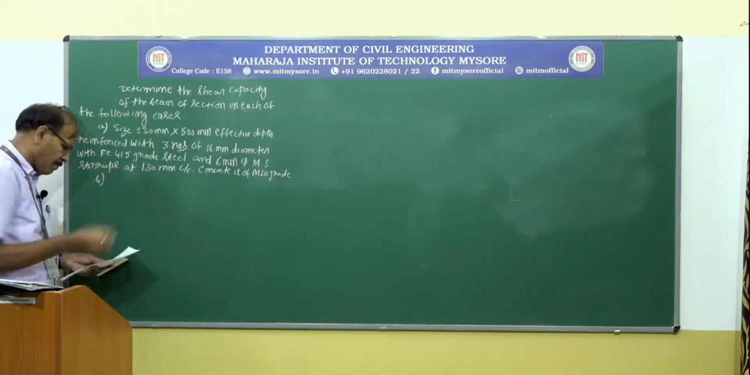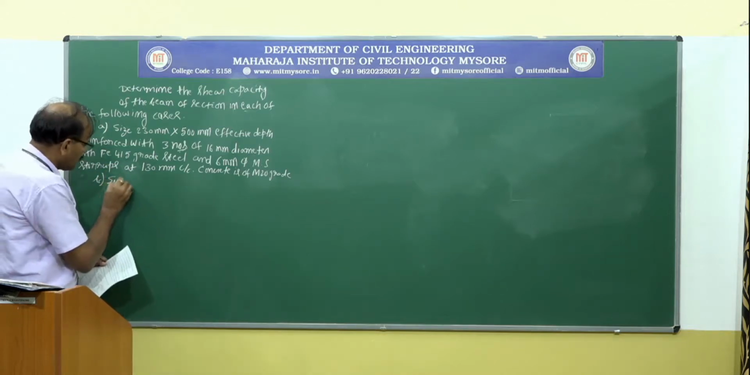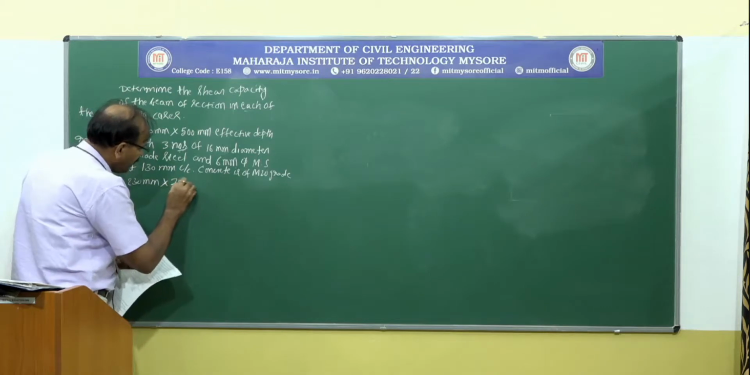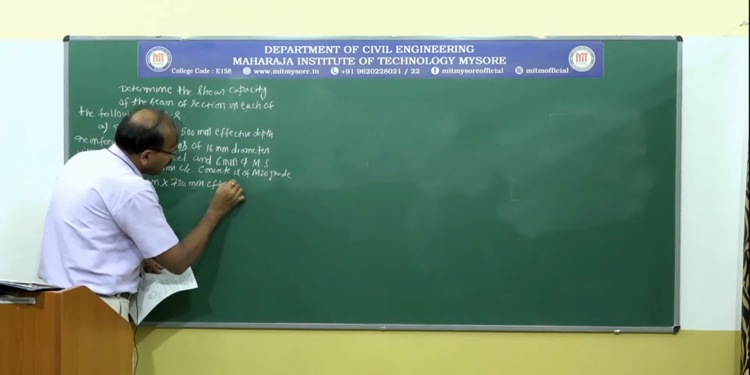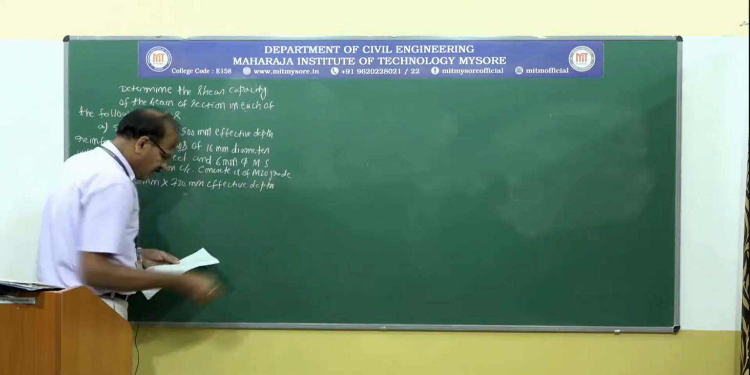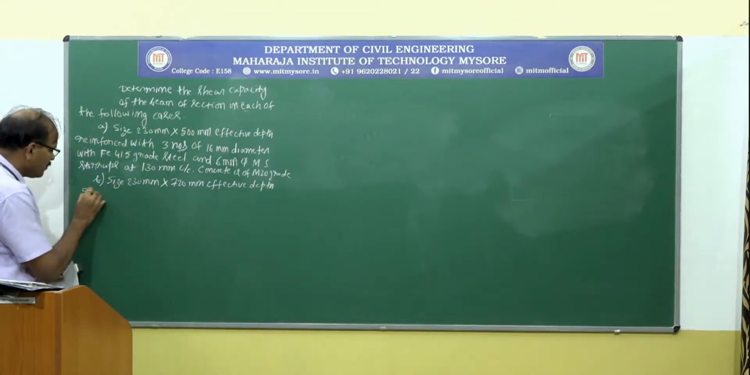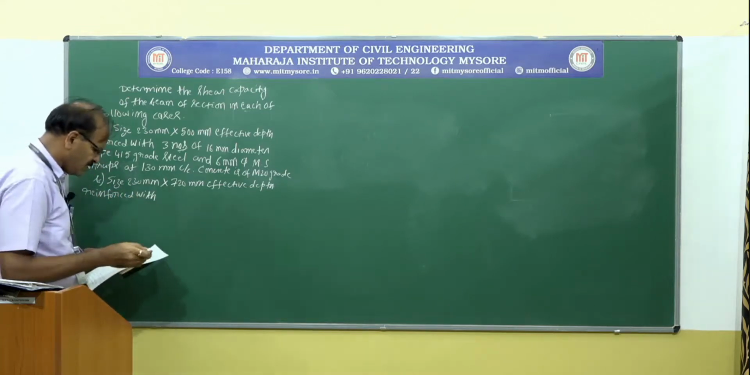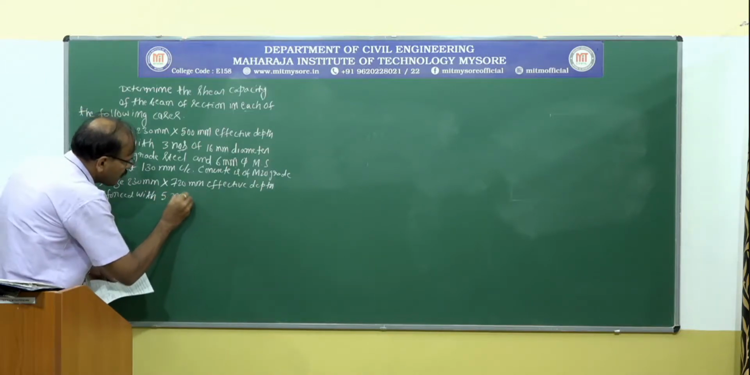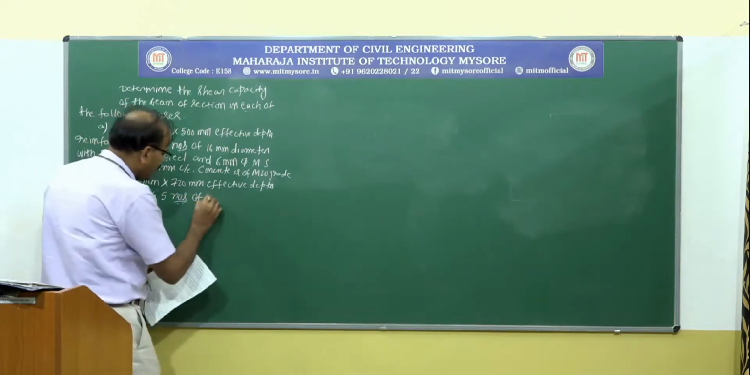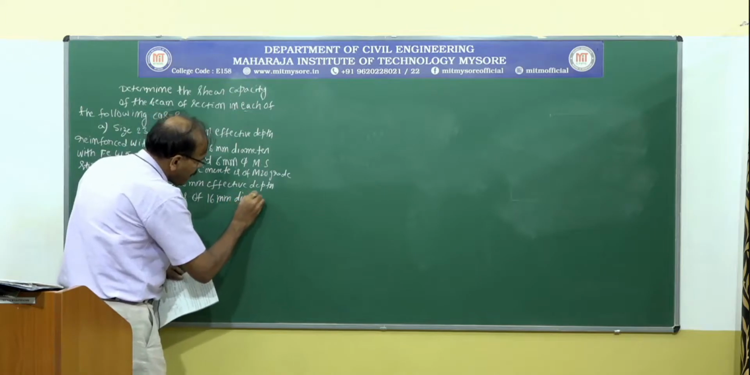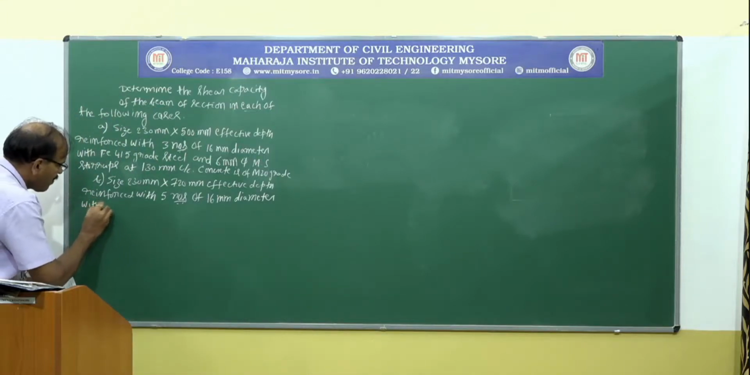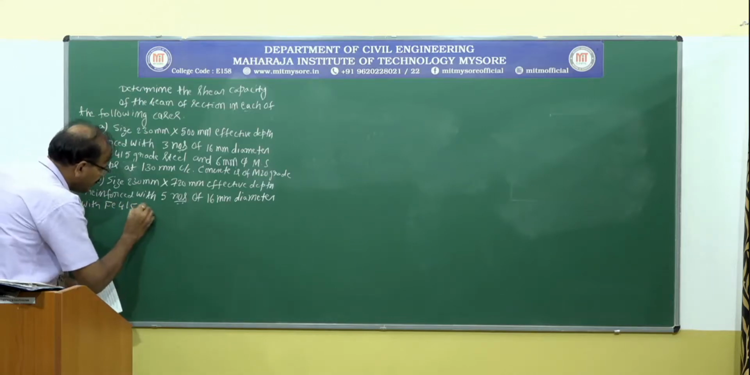So, there is another case, case B, size 230 millimeter multiplied by 720 millimeter, effective depth, reinforced with 5 numbers of 16 millimeter diameter, with Fe 415 grade steel.